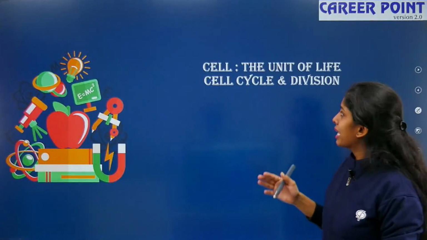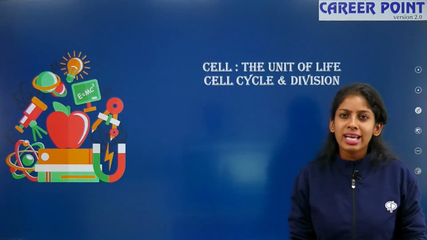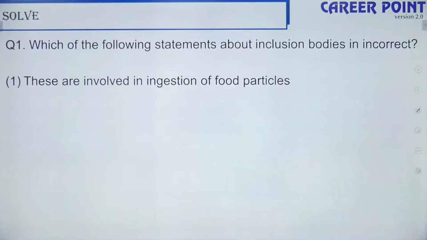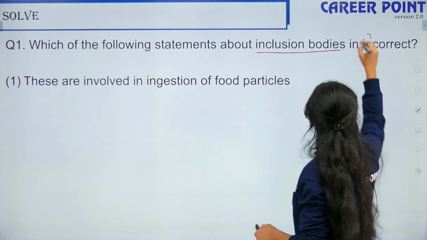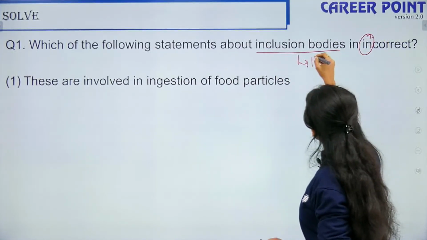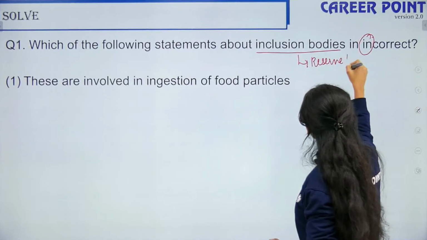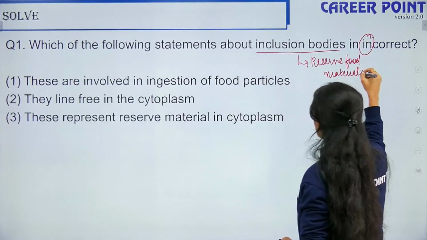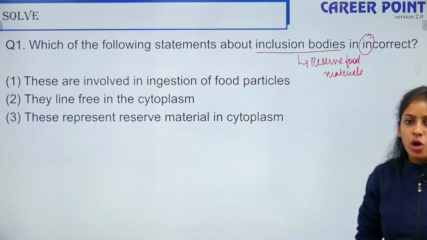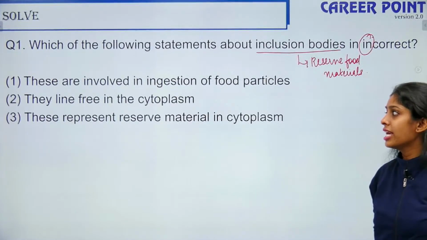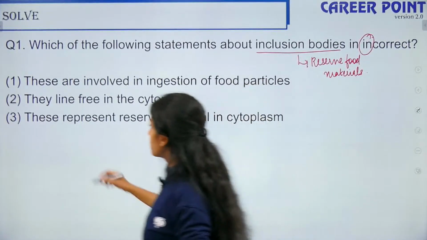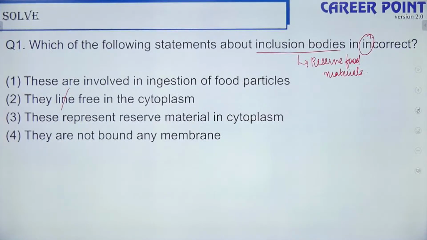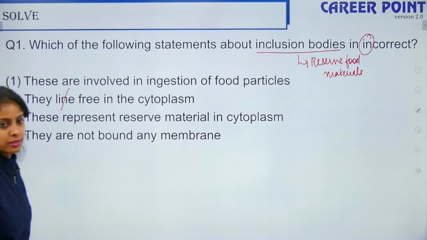So now shall we quickly finish cell, the unit of life? We only have 7 questions. Yes. Which of the following statements about inclusion bodies is incorrect? So inclusion bodies are reserve food materials. They are involved in ingestion of food particles. They lie free in the cytoplasm. So these represent reserve material in the cytoplasm. They are not bound by any membrane.